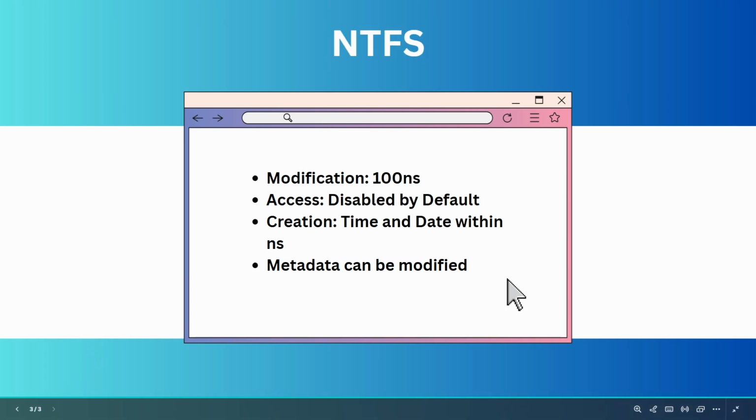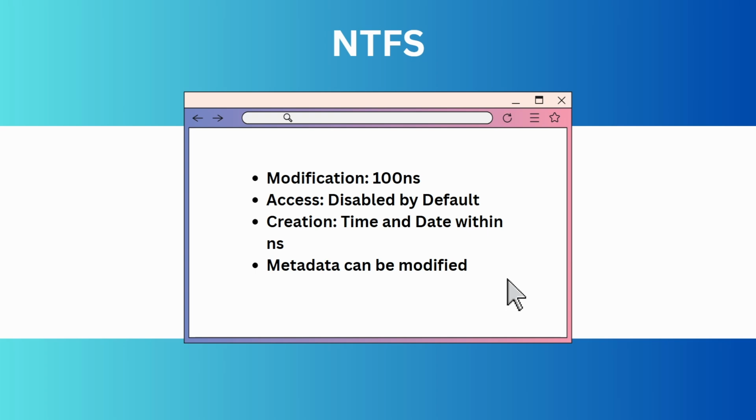And then in NTFS, modification usually takes 100 nanoseconds. Access is usually disabled. Normally when you're accessing a file there's a little timestamp, but in NTFS that's disabled by default, and you can change that within the registry settings. Creation also has the time and date stamp created within nanoseconds of its creation. And metadata can also be modified inside of NTFS.